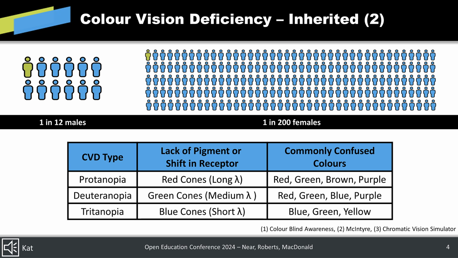CVD is for the most part genetic, and that's why we see males are more affected than females. About 1 in 12 males are affected by it and about 1 in 200 females. But overall, it affects about 9% of the world's population, which is a decent amount.